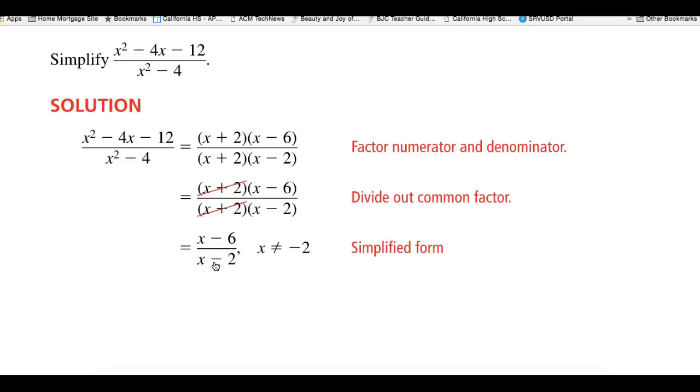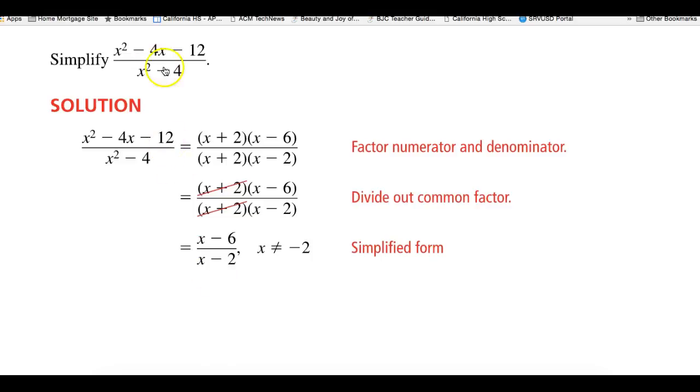Now, when it comes to writing down what we can't have, you'll see that if you look at our original, we've got x squared minus 4. Now, we need to note that x cannot equal negative 2. Now, here, it looks like negative 2 would work. We'd have negative 2 minus 2, which would give us negative 4. So we'd have negative 8 over negative 4.